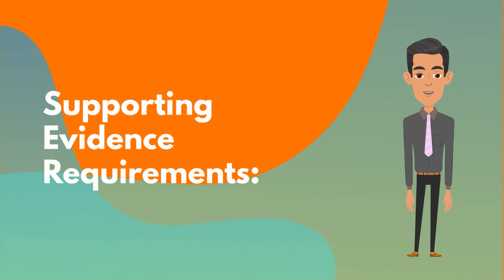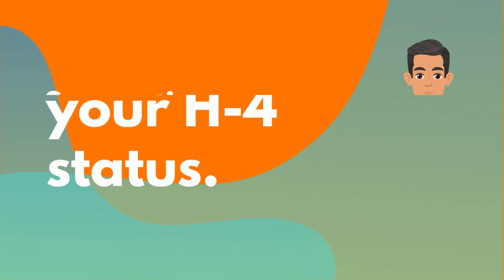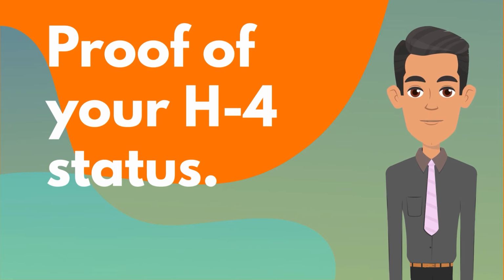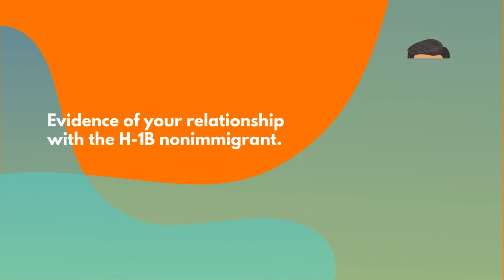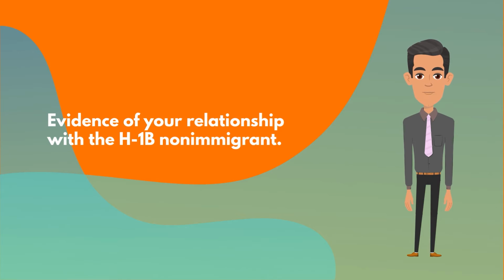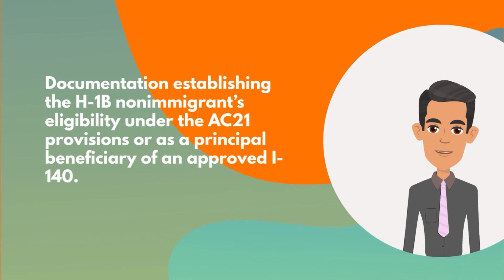Supporting evidence requirements. Proof of your H-4 status. Government-issued identification with a photo. Evidence of your relationship with the H-1B non-immigrant. Documentation establishing the H-1B non-immigrant's eligibility under the AC21 provisions or as a principal beneficiary of an approved I-140.